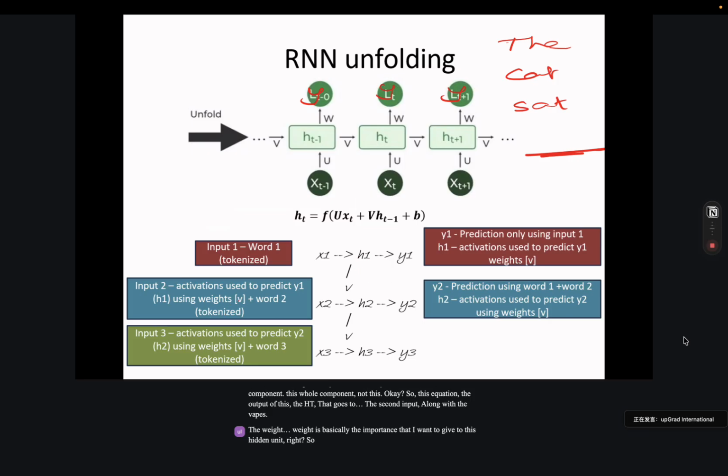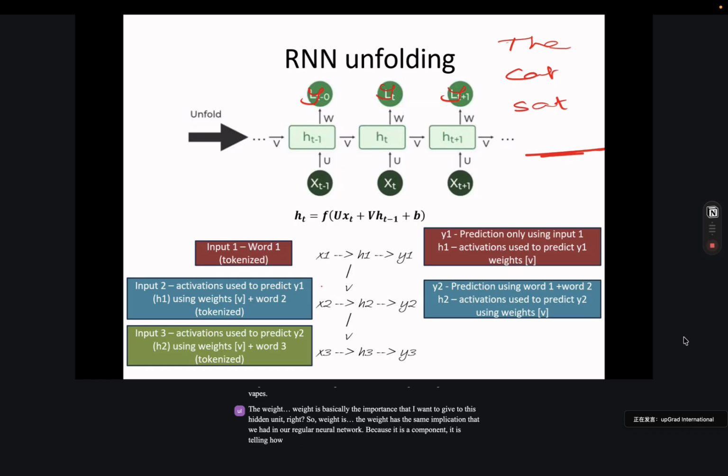So the weight has the same implication that we had in our regular neural network. It is a component telling how important this feature is. Along with that, I'm adding the second word, tokenized. This is going as input for the second word, which is cat in this case.